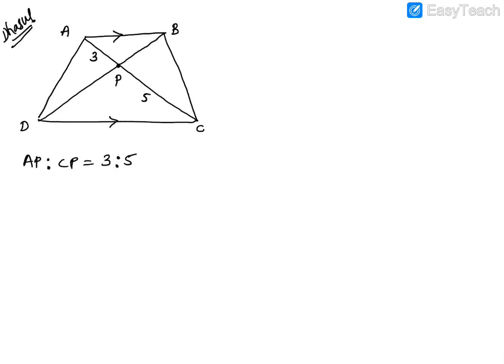Now my first question is, what will be the ratio of AP upon AC? Try it out. I just want the answers mentally now. AP upon AC will be equal to what? 3 upon 8. What will be the ratio of AB upon DC? How much will be the ratio? So AB upon DC will also be equal to 3 upon 5.